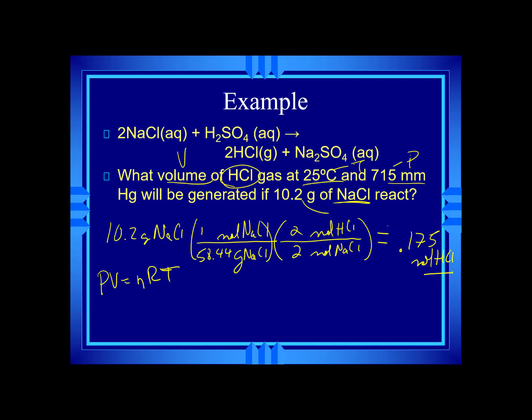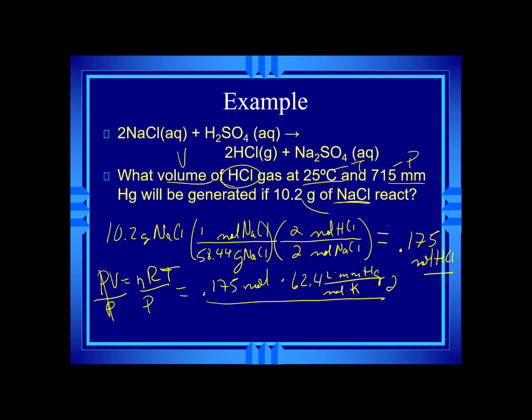Solve that for V. So divide both sides by P. So V equals nRT over P, which was 0.175 moles of HCl times R. And since my pressure is in millimeters of mercury, I need to use 62.4 liter millimeters of mercury over mole Kelvin, times, I forgot the T, and the T was 298 K, divided by P, which was 715 millimeters of mercury.